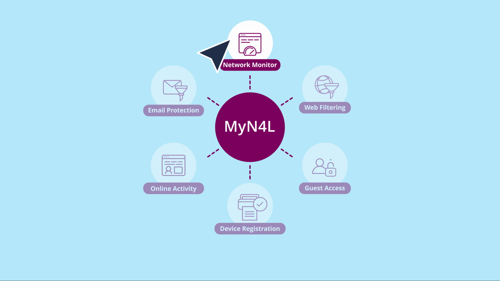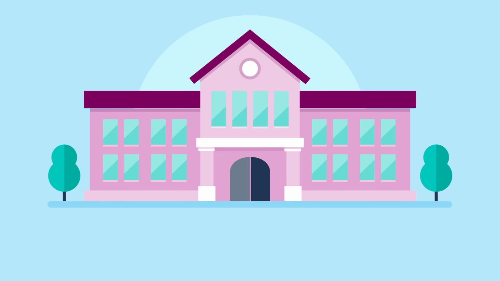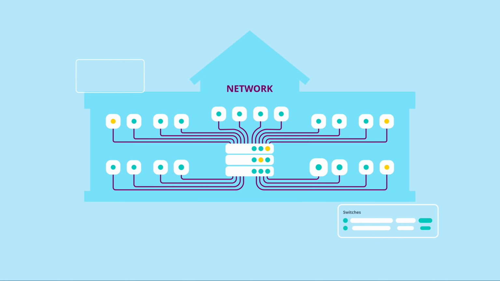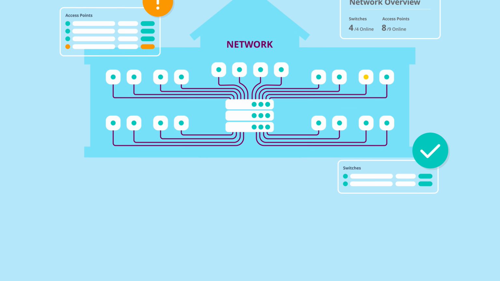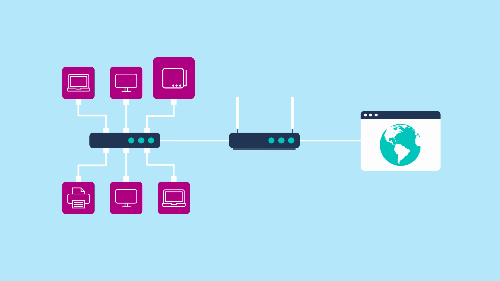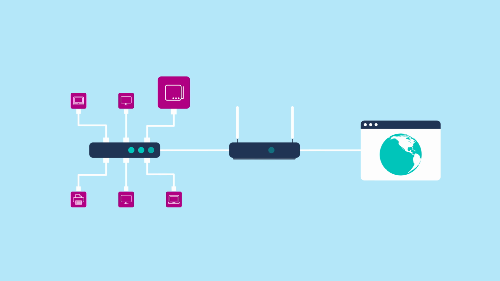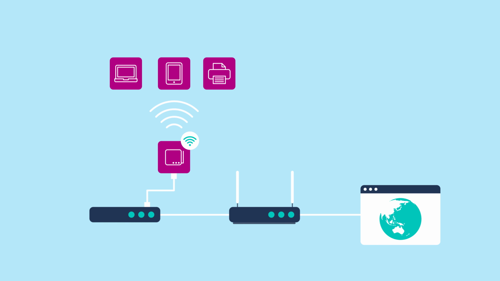This video shows you around MyN4L's Network Monitor tool. Network Monitor displays information about the performance and functionality of your school's Wi-Fi equipment and wireless networks, helping you quickly diagnose issues with switches and access points. A switch connects wired devices such as a desktop or access point to the network. An access point is then used to wirelessly connect further devices to the network.